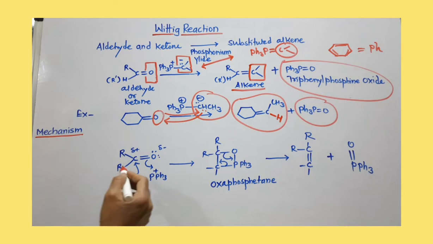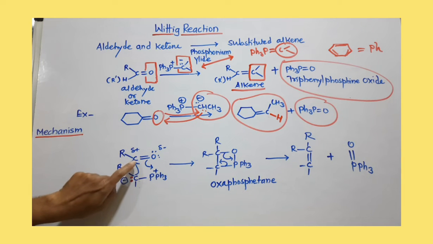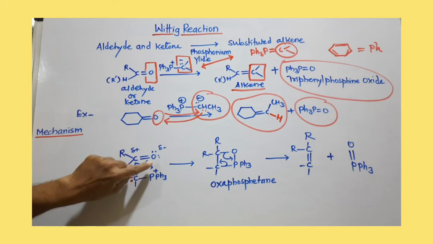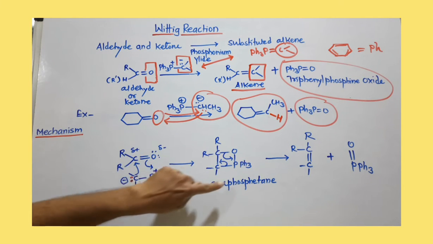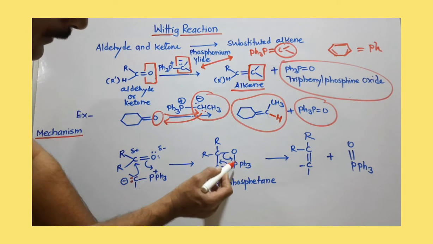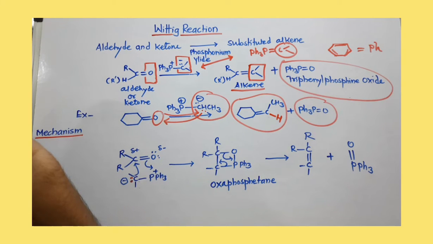Now see what happened. By using this lone pair of the carbon, there is a formation of a bond between this carbon and this carbon, a carbon-carbon bond. And this pi bond is moving in between oxygen and phosphorus to get this four-membered ring. This is called oxaphosphetane, where a very strong phosphorus-oxygen bond is produced.